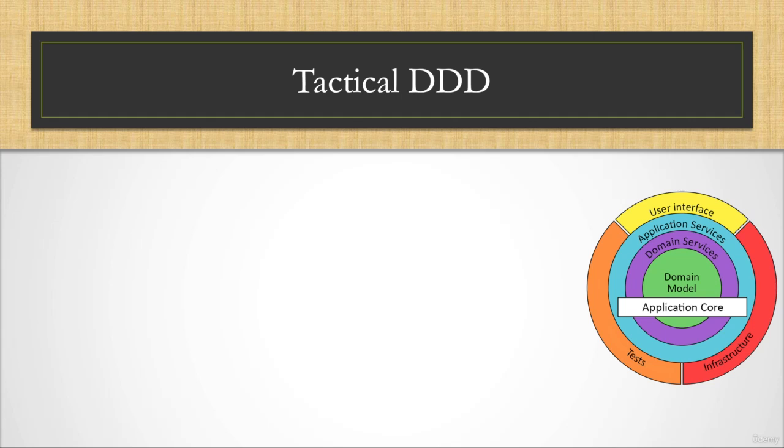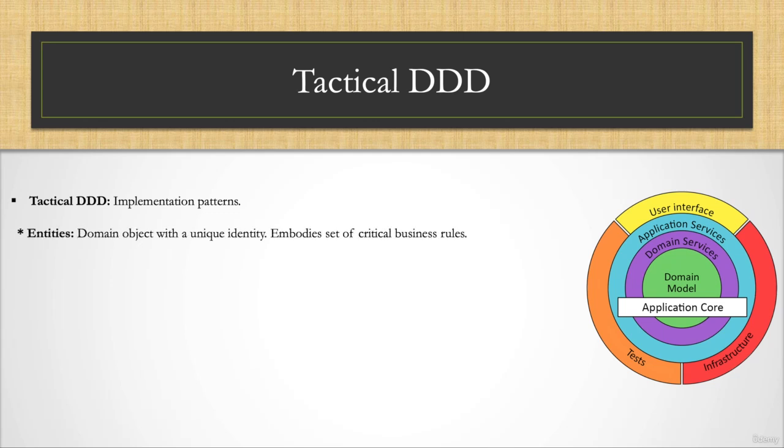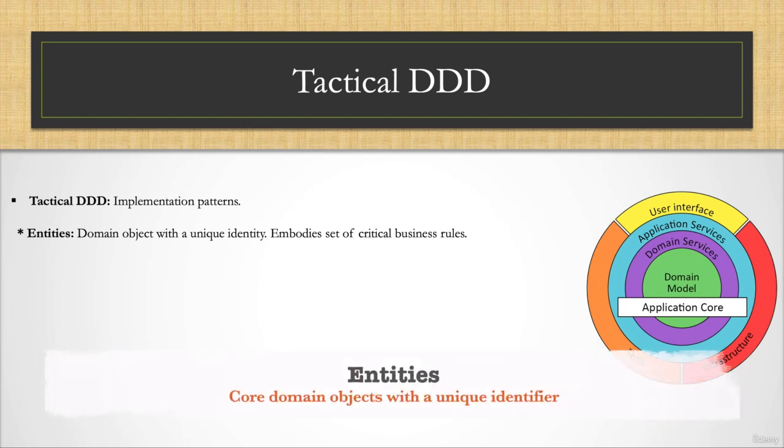The tactical domain-driven design, on the other hand, focuses on the implementation details of the domain logic. Let's start with entities. Entities are the core domain objects. They have the critical business logic. An entity must have a unique identifier that is assigned to an entity when it is created, and it remains unchanged throughout the lifespan of the entity.